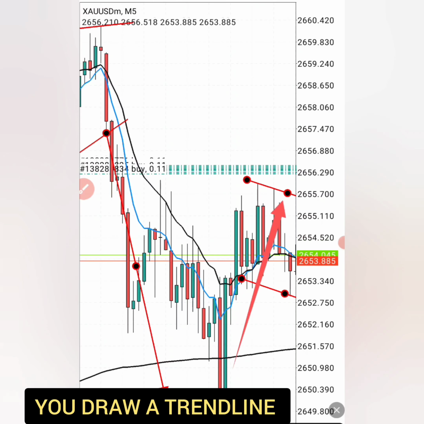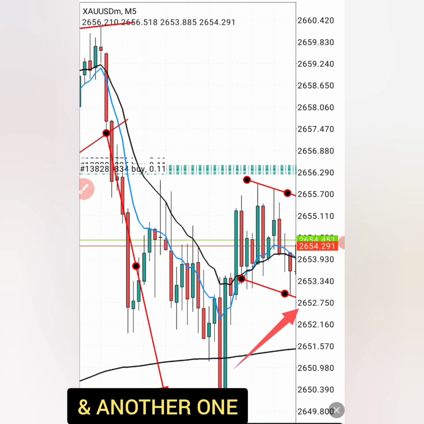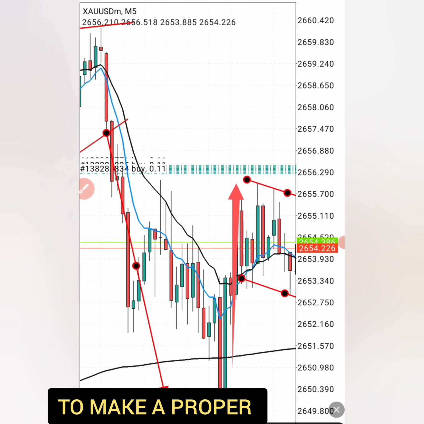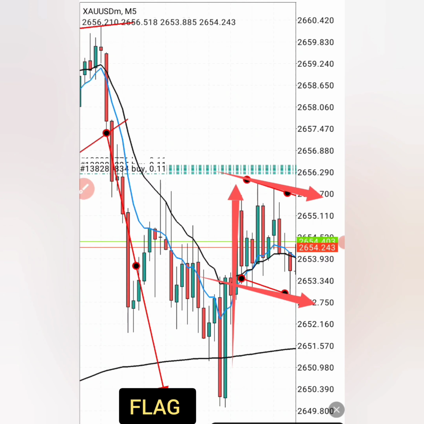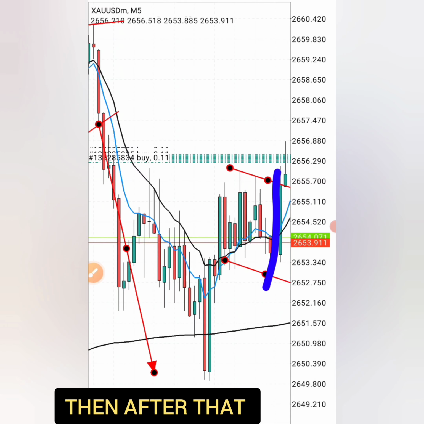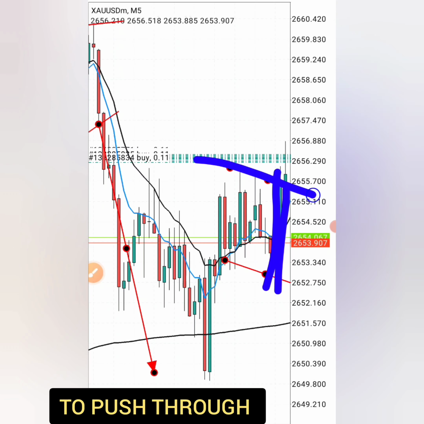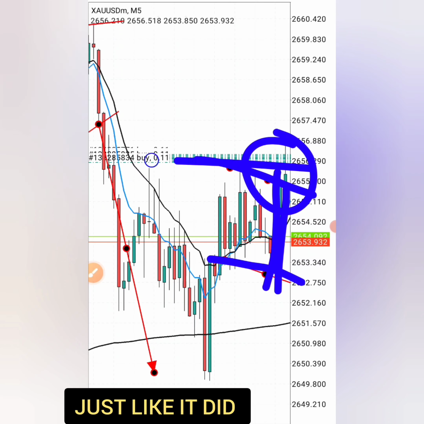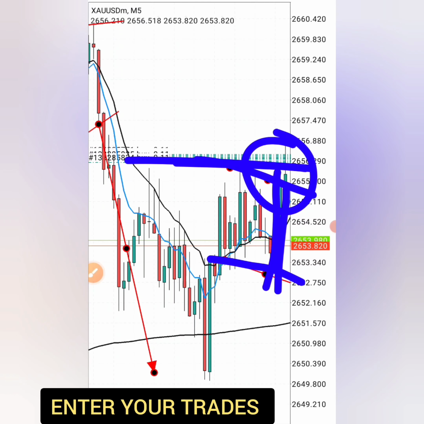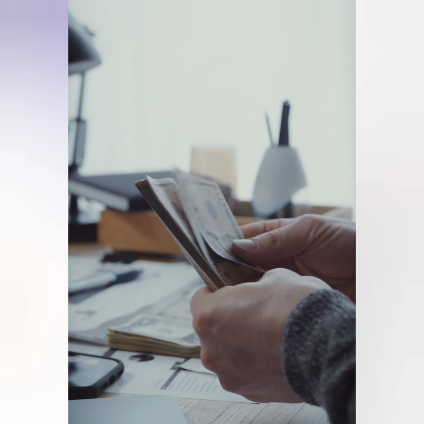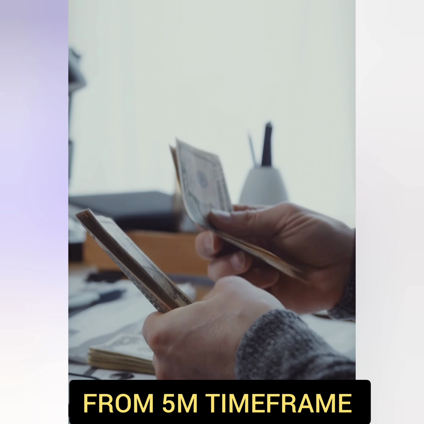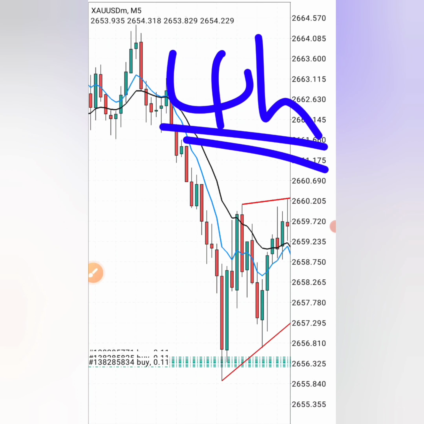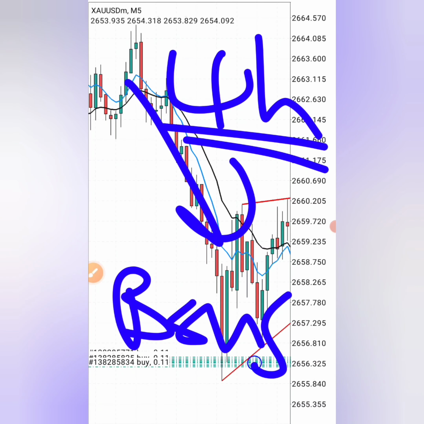So right now, you draw a trend line at the top and also another one at the bottom to map up a proper flag just like this one. Then after that, you want to wait for the market to push through and break out of this flag just like it did right here, and then enter your trades immediately. And this is exactly how you make money from a 5-minute time frame, by using the 4-hour time frame as the main key for a direction of where you're going to be entering your buy trades and also where you're going to be entering your sell trades.